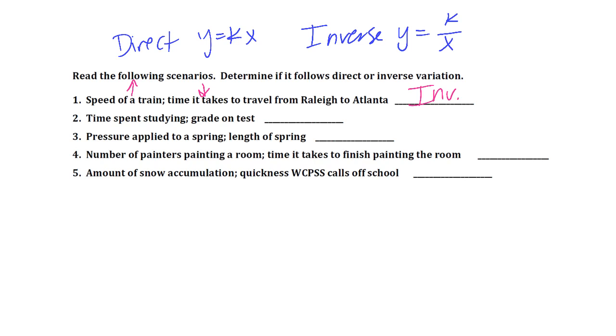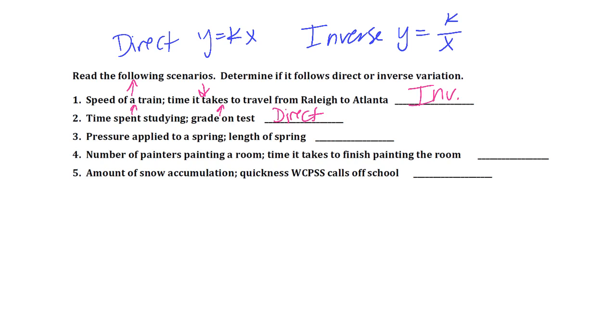And the next one, number 2, time spent studying and a grade on the test. Well, if we increase the time we spend studying, you should also, in theory, increase your grade on the test. Therefore, that is direct variation. As one goes up, so does the other one. They go in the same direction.